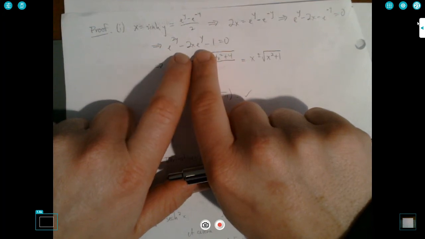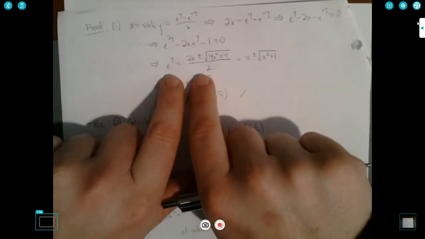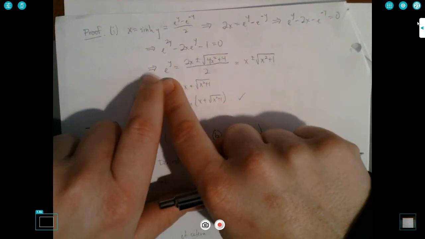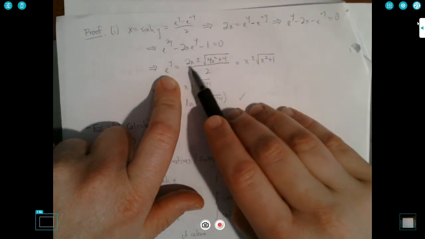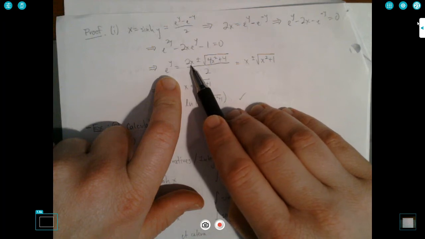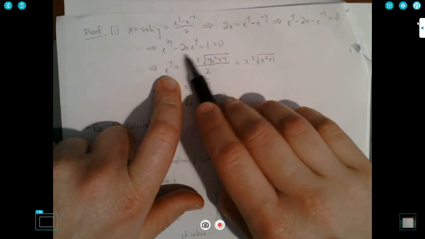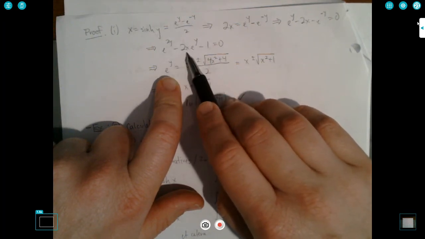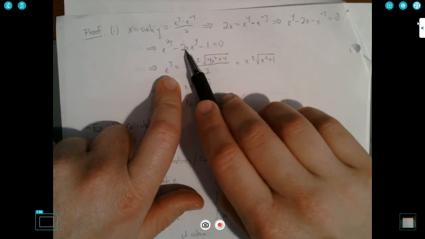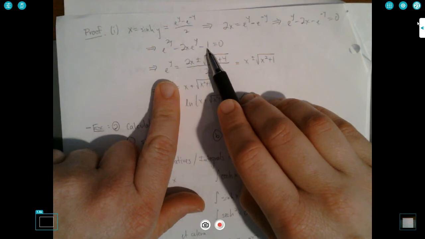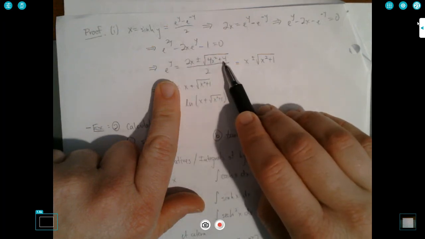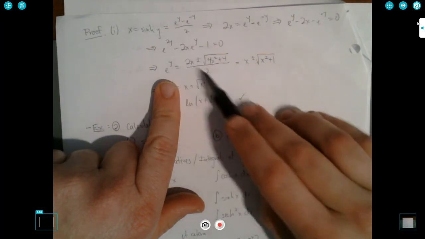So we can solve that by using the quadratic formula. We can say e to the y equals negative b, so negative negative 2x is 2x, plus or minus the square root of b squared, that's negative 2x quantity squared, which is 4x squared, minus 4 times 1 times negative 1. Right, that's going to be a plus 4. All divided by 2 times 1, so 2.